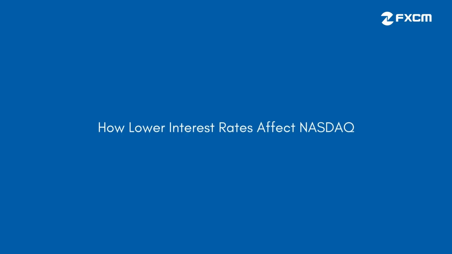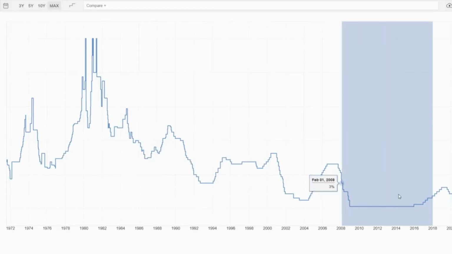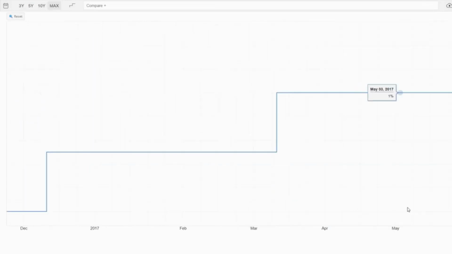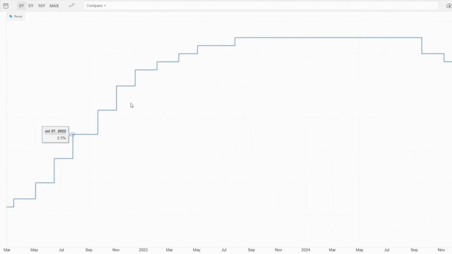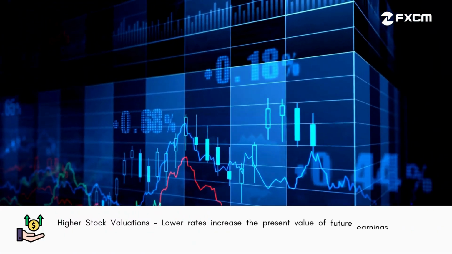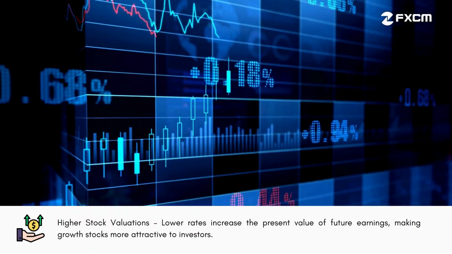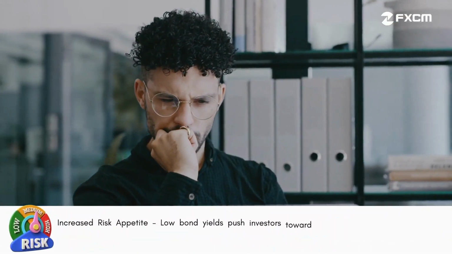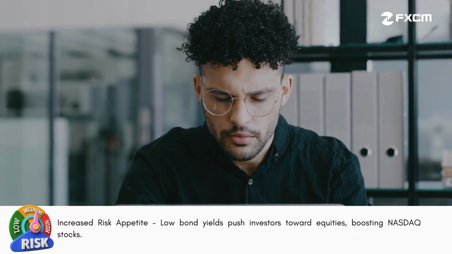How lower interest rates affect NASDAQ. When the Federal Reserve cuts interest rates, the effects on the NASDAQ are generally positive. Cheaper borrowing. Companies can access funds at lower costs, allowing for more investment in innovation and expansion. Higher stock valuations. Lower rates increase the present value of future earnings, making growth stocks more attractive to investors. Increased risk appetite. Low bond yields push investors toward equities, boosting NASDAQ stocks.